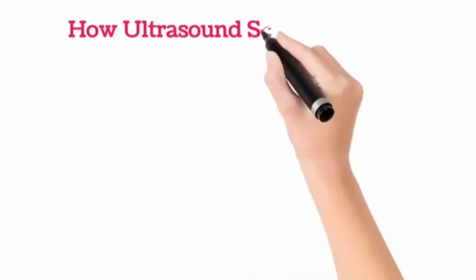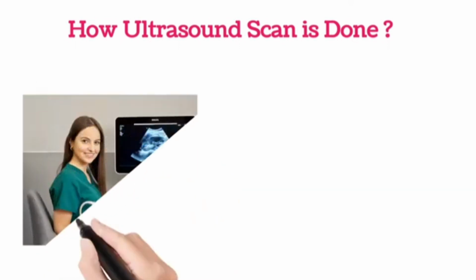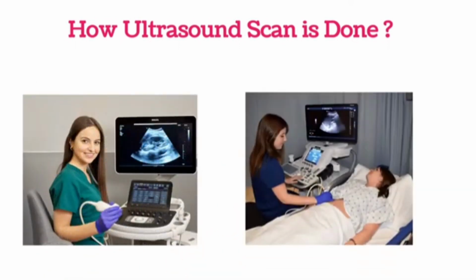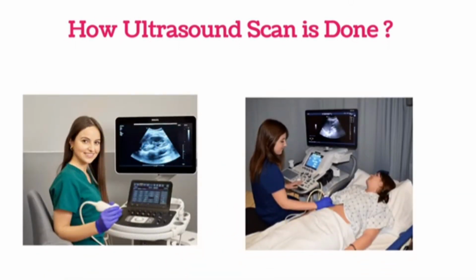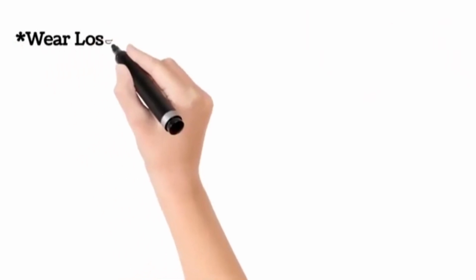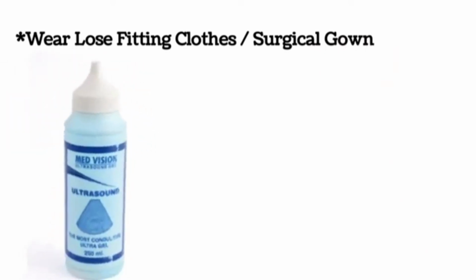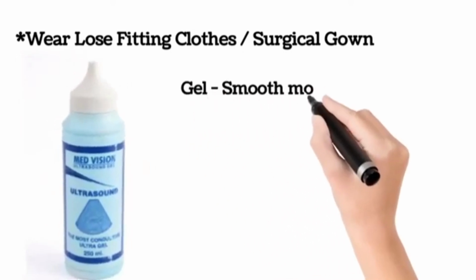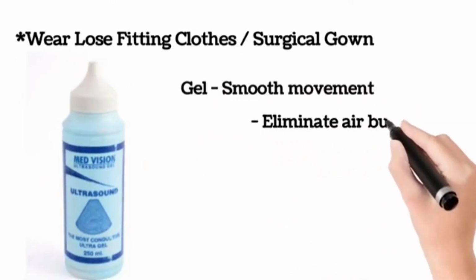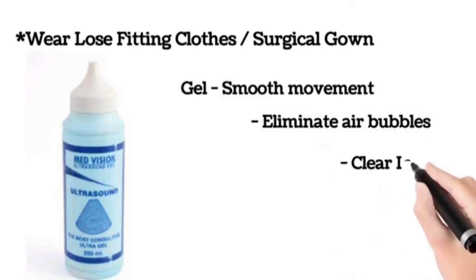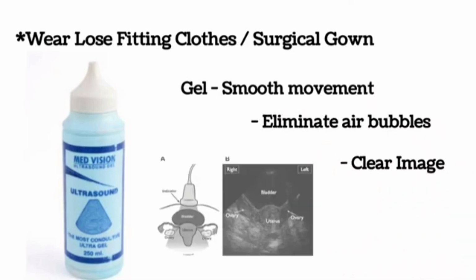How is an ultrasound scan done? It is a simple procedure, and during this procedure the patient is asked to lie on their back on a comfortable table. Depending upon the type of scan, the patient is asked to wear a surgical gown or normal clothes, but during the scan the patient should wear loose fitting clothes, not tight fitting clothes. During the test a gel is applied over the skin or abdomen. The gel helps in smooth movement and eliminates air bubbles so that a clear image is acquired.